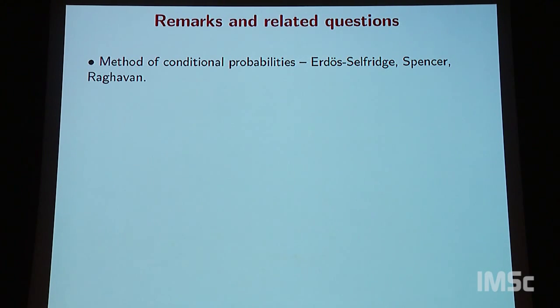So this method of conditional probabilities is something that has been applied in various combinatorial settings. The probabilistic method tells you that a certain object exists with high probability, and you want to deterministically find that object, and this is often useful in that setting. Okay.